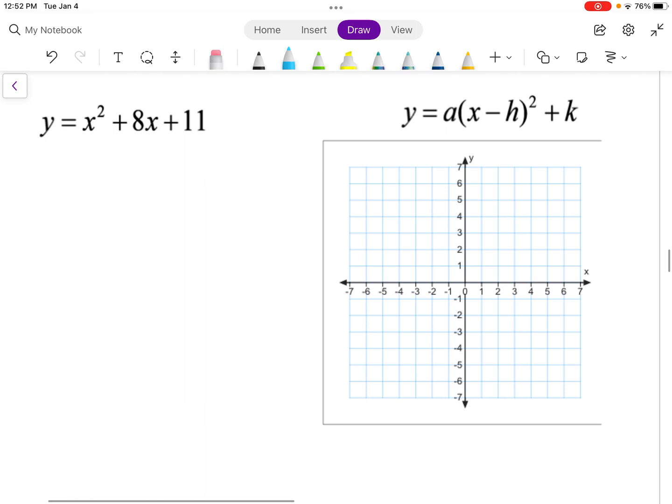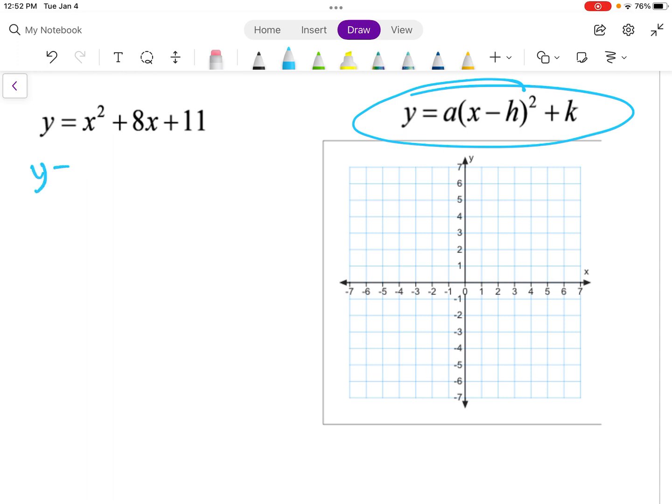Okay, so let me go through this example with you. I want to take this equation and I want to make it look like this. I want it in that vertex form. So this is the process. I start out, I group the x squared and the 8x together in parentheses, leave a little bit of space right there, and I put the plus 11 on the outside. So I haven't changed the equation, I just changed the form a little bit.